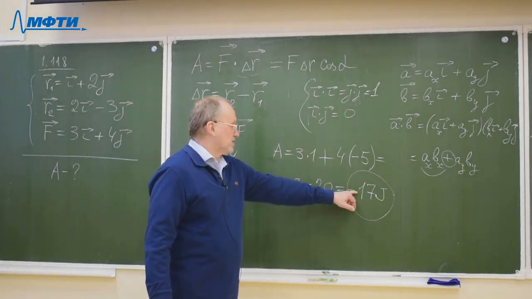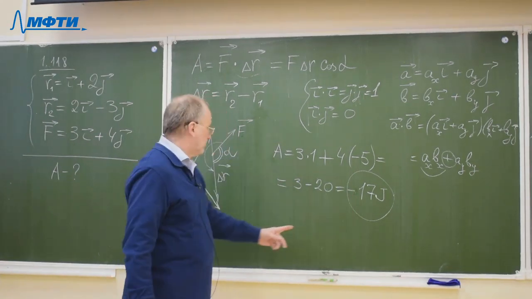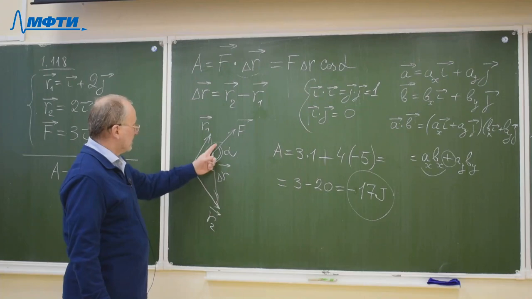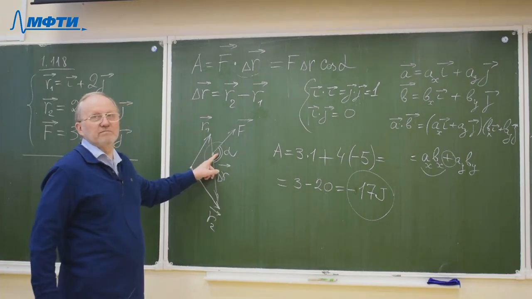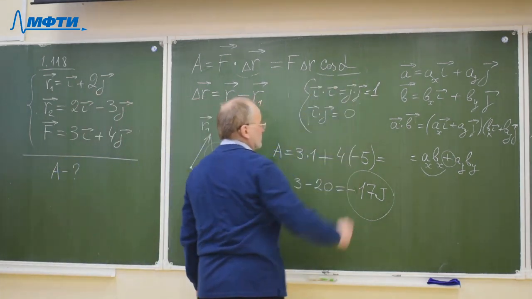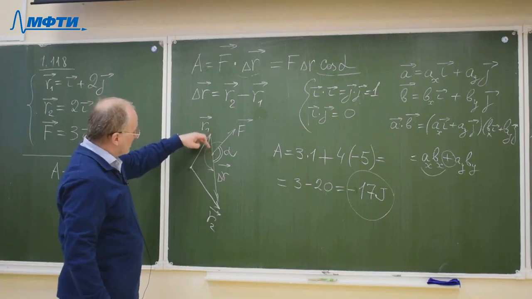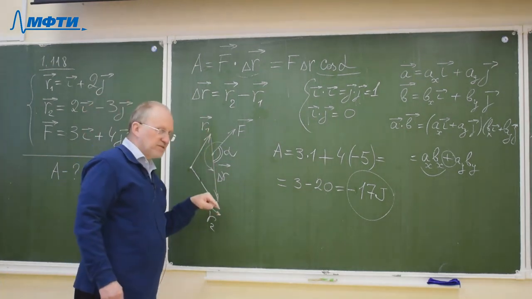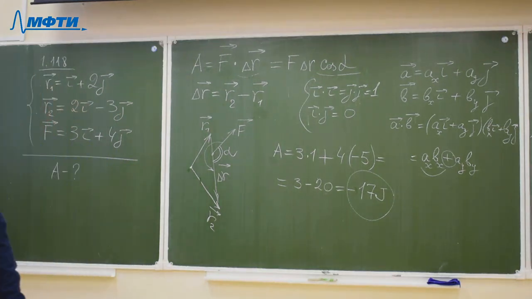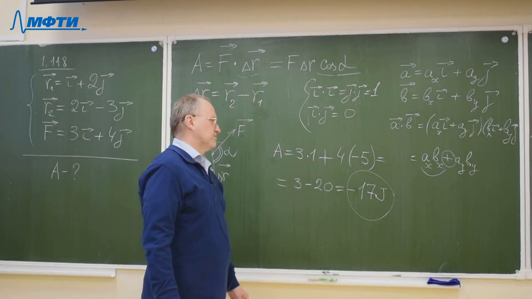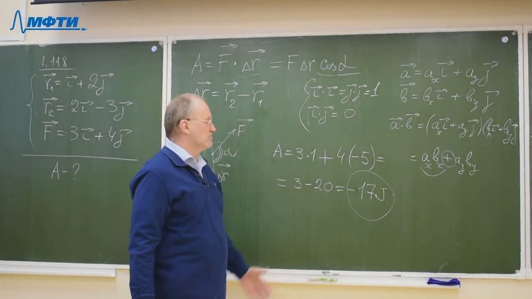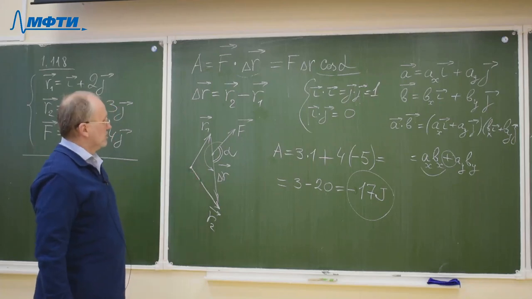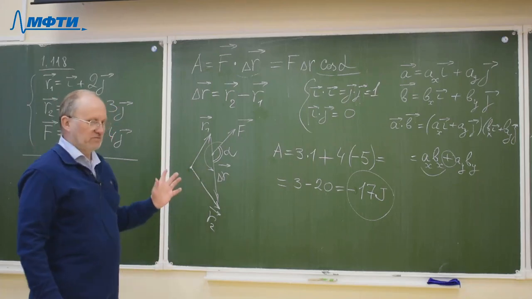Why have we obtained minus? Negative work means that the angle between the force vector and the displacement vector is more than 90 degrees, so that the cosine is negative. It means that this force is retarding the motion of the particle. There was a component of the force directed against the displacement. In this case, the work performed will be negative. And formal calculation gives us this result, which is reflected, by the way, by this sketch, where all the vectors are shown approximately where they are directed.